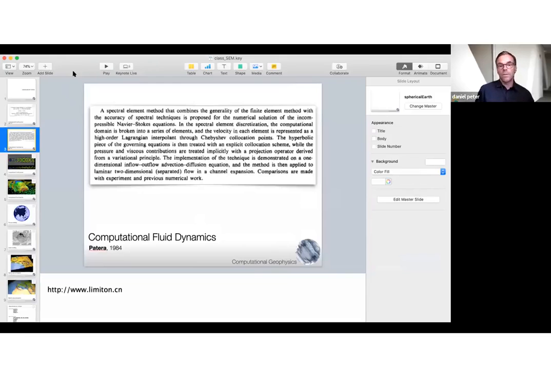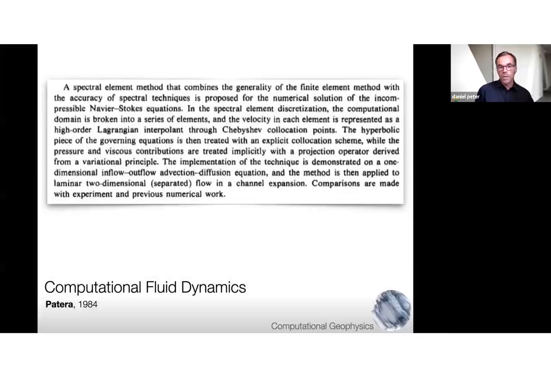And he was applying it to the Navier-Stokes equation in fluid dynamics, and initially started using different collocation points, these Chebyshev collocation points. We saw them mentioned from the pseudospectral method. He also uses these Chebyshev points together with the Lagrangian interpolations when he proposed this method.